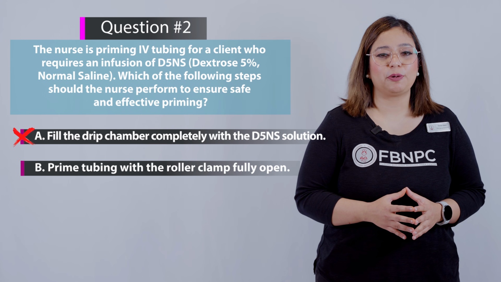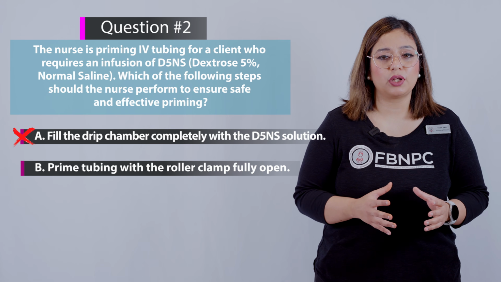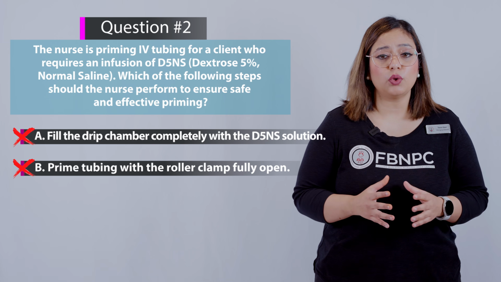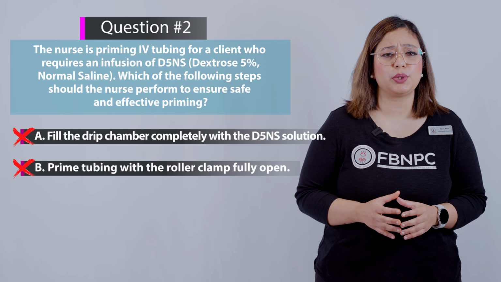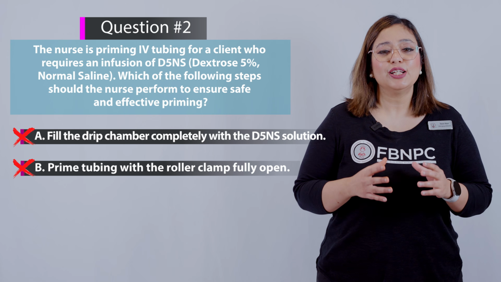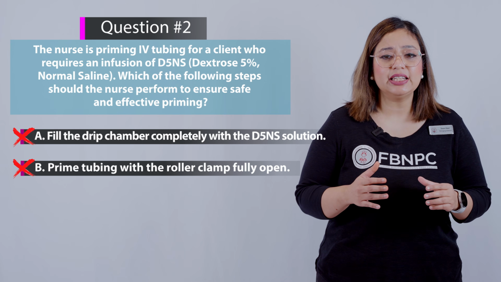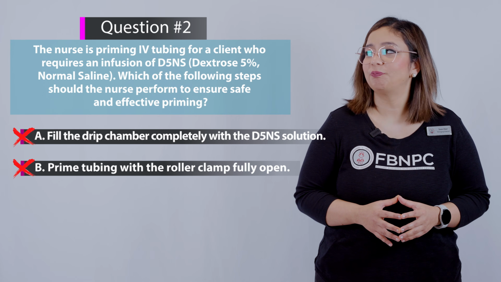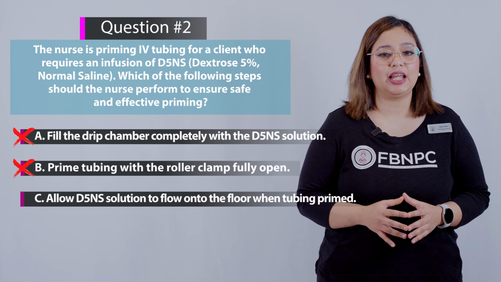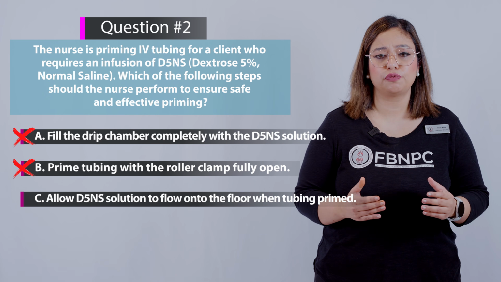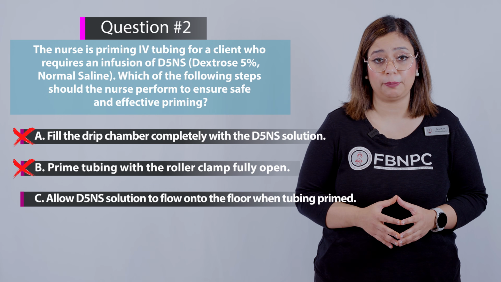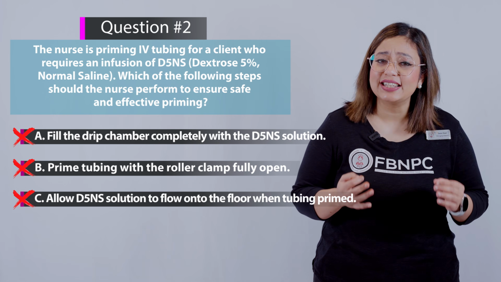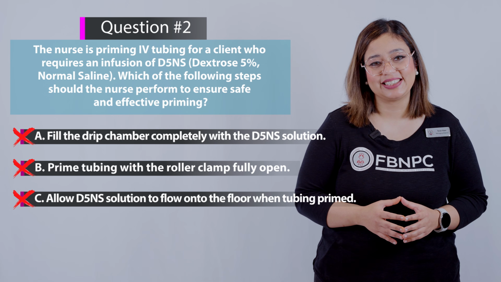Let's just look at the option number B. Prime tubing with the roller clamp fully open. So that is incorrect. The roller clamp should be opened slowly during the priming of IV fluid. Slow fill of the tubing decreases the turbulence inside the tubing and the chances of bubble formation. Look at the option number C. Allow D5NS solution to flow onto the floor when the tubing is primed. Look at this. This is incorrect because this is an unacceptable practice.